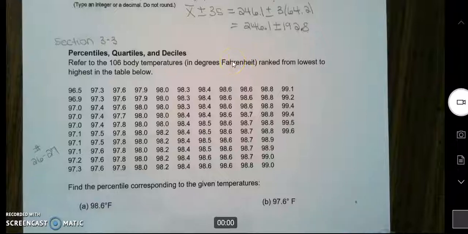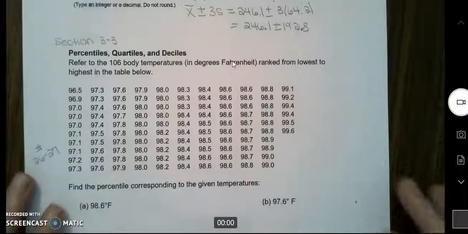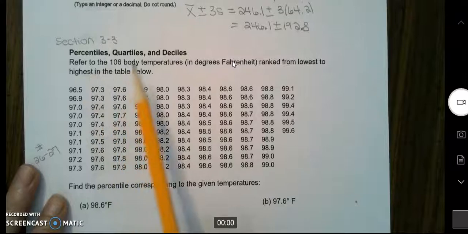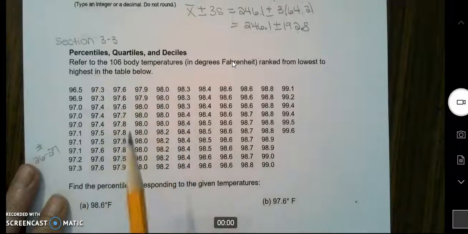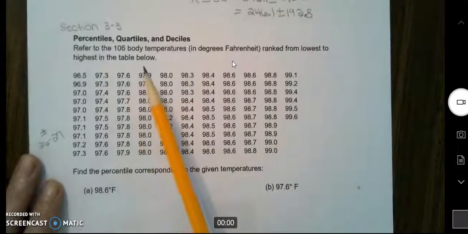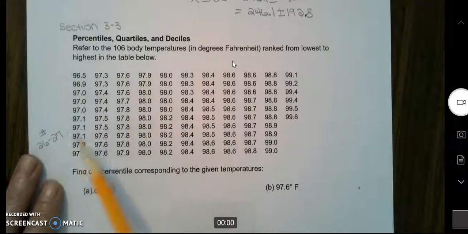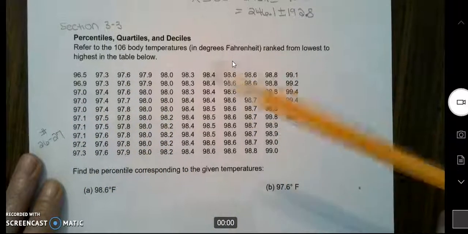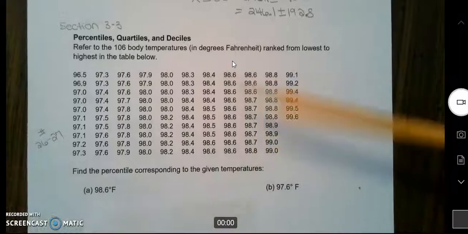Okay, so I'm going to do a couple examples from section 3.3. This is talking about percentiles, deciles, and quartiles. And what we have here, and there's a copy of this on Canvas, is a list of body temperatures of healthy adults. First thing you want to do is make sure they're in order.